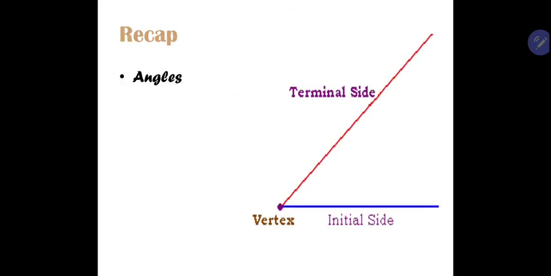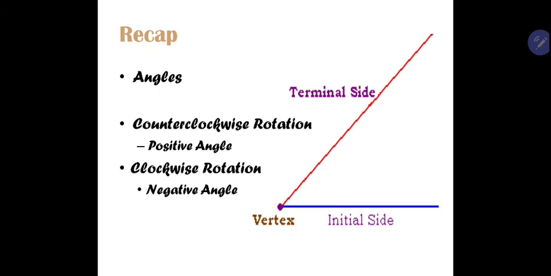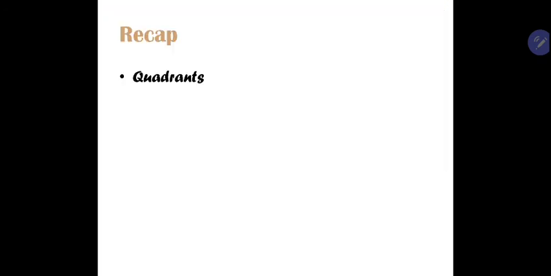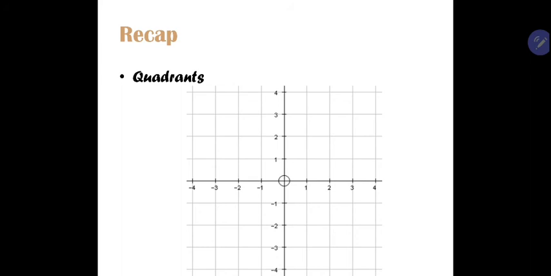Angles. We have already discussed these things. Quadrants. You must be familiar with this figure. This is the grid. This is the positive x-axis. This is the negative x-axis. This is the positive y-axis, and this is the negative y-axis. This is quadrant 1.